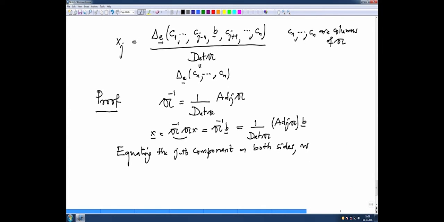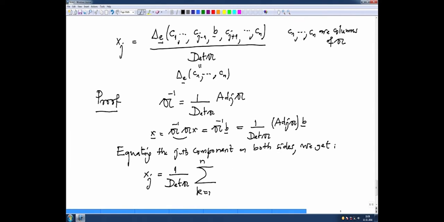What do we get? We get on this side xj, and what do we get on the other side? Of course, this is a constant, so it is 1 over determinant as it is, and the jth entry in this product is the jth row multiplied by this column vector B, corresponding entries multiplied and then added up. So, therefore, this is a sum running from k equal to 1 to n.